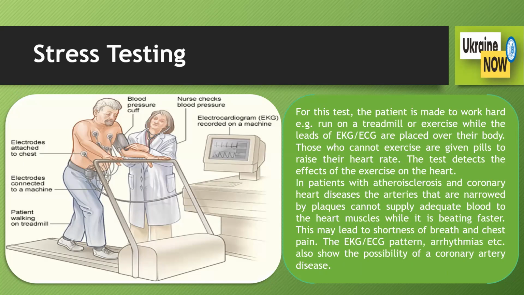In patients with atherosclerosis and coronary heart disease, the arteries that are narrowed by plaques cannot supply adequate blood to the heart muscle while it's beating faster. This may lead to shortness of breath and chest pain. The ECG pattern of arrhythmia also shows a possibility of coronary artery disease.